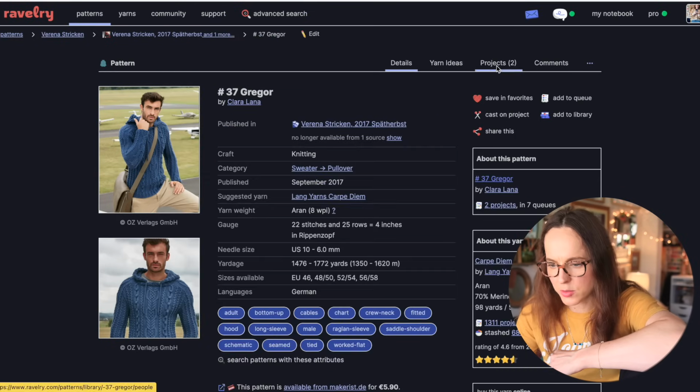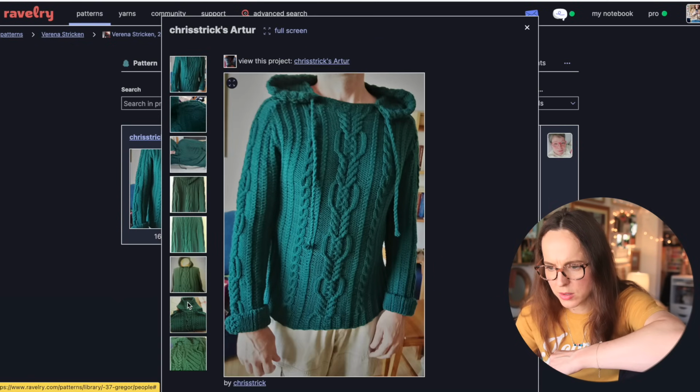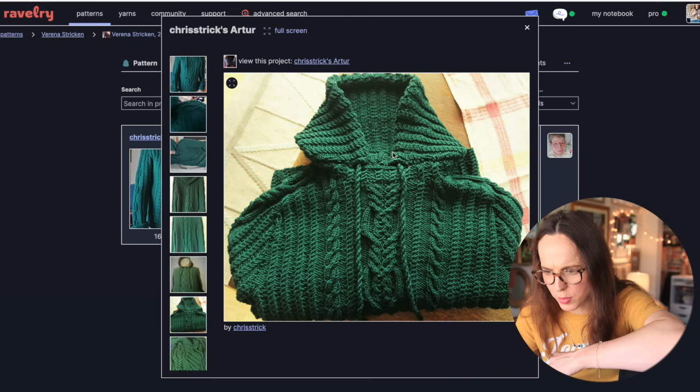Let's see if there's any projects with this. I just want to see that hood in more detail. Look at how pretty that is.